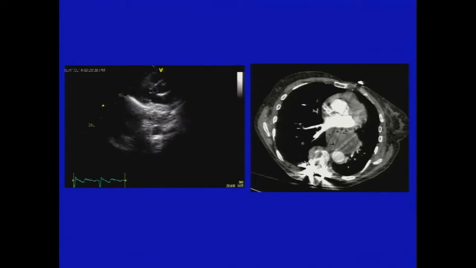And here's just another favorite that likes to show up on the boards. Here's a mass behind the left atrium in the left AV groove. Here's the descending aorta. Here's the left atrium, somewhat maybe compressed by the mass. And on this patient's CAT scan, this is a large hiatus hernia.